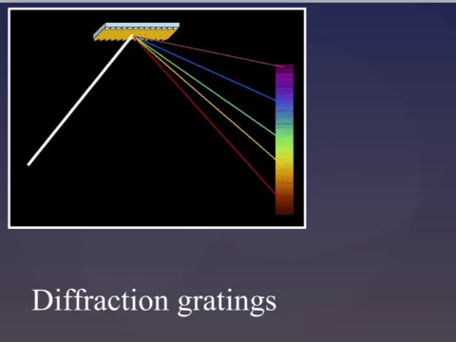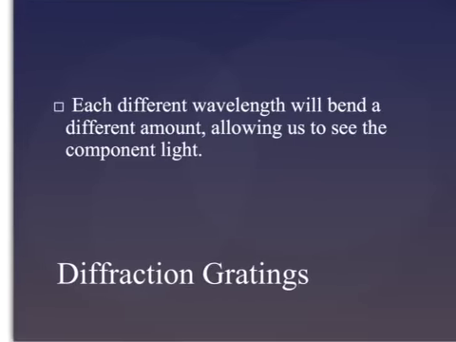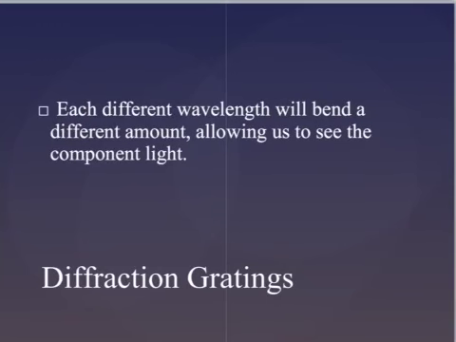This is actually also how 3D glasses work. When you're seeing a 3D movie, the movie is shown in different colors, and when you watch it through the different diffraction gratings, it tricks your eyes into thinking that it's seen in 3 dimensions instead of just 2. So the key here is to remember that each different wavelength will bend a different amount, and this allows us to see the components of light.